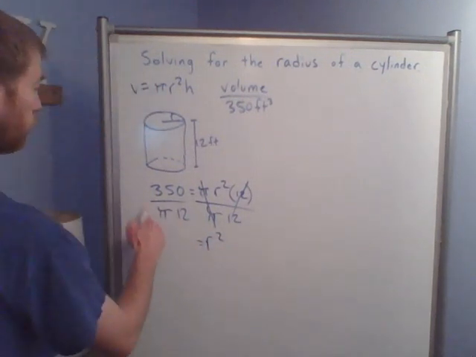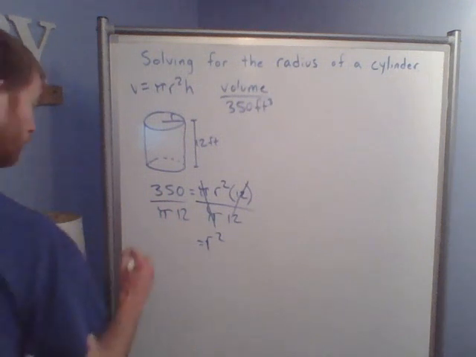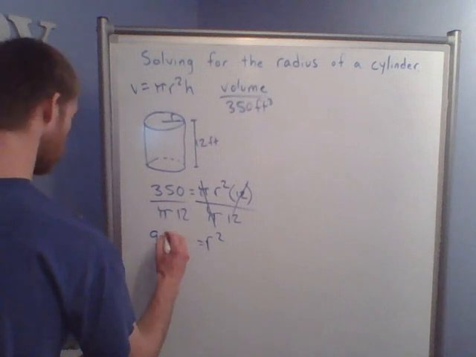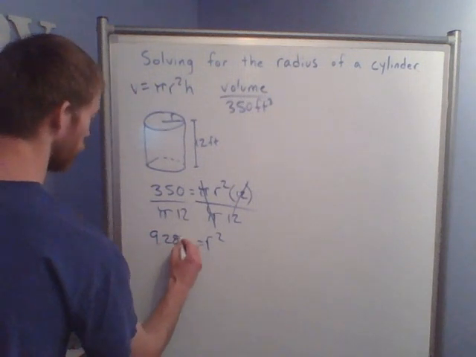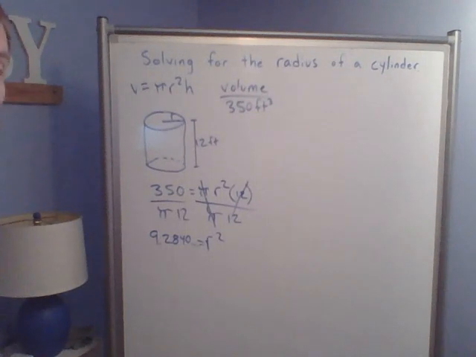Let's take a look on the left. When I divide all of that, looks like I get, this is rounded, 9.2840 dot dot dot dot. It continues on. Make sure you get those decimals because we don't want to round it until the end.